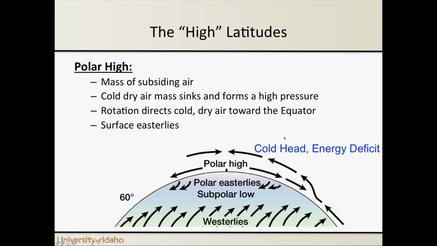In high latitudes, we also develop easterly flow. Again, we have a high over the pole, and we have a subpolar low just south of that. So again, air flows from high to low. We develop easterly flow, northeasterly flow in general. And again, we have subsidence over the polar high.